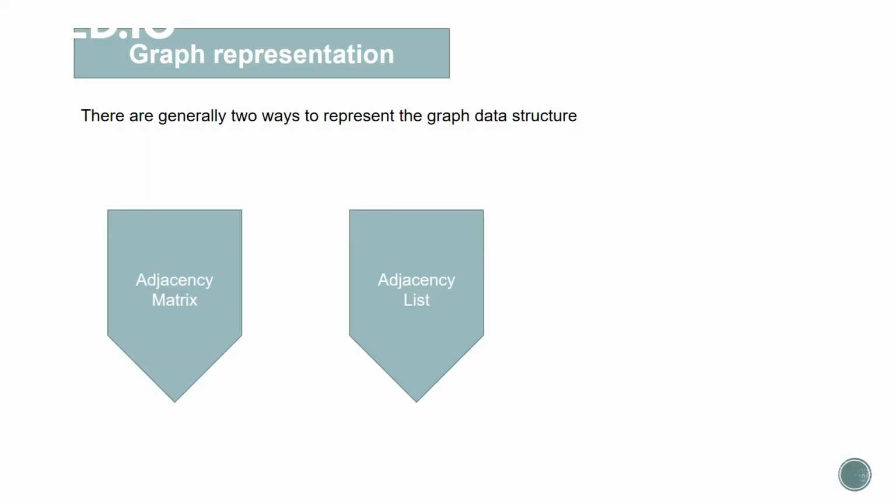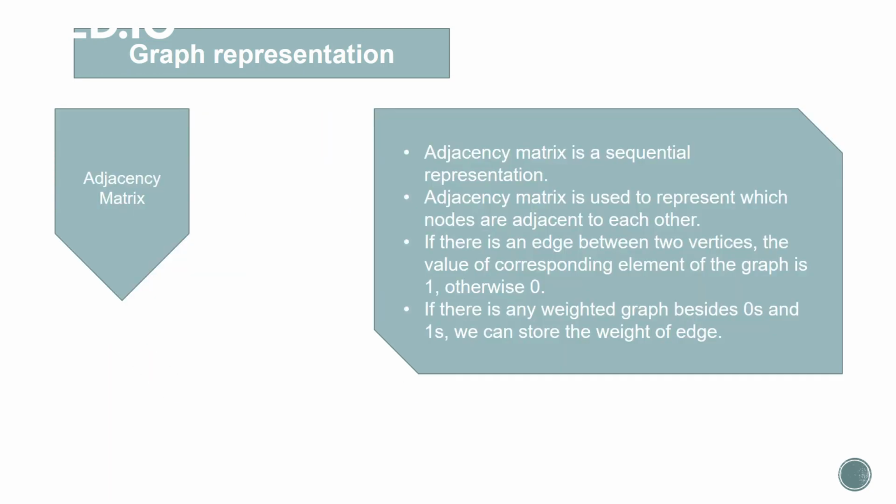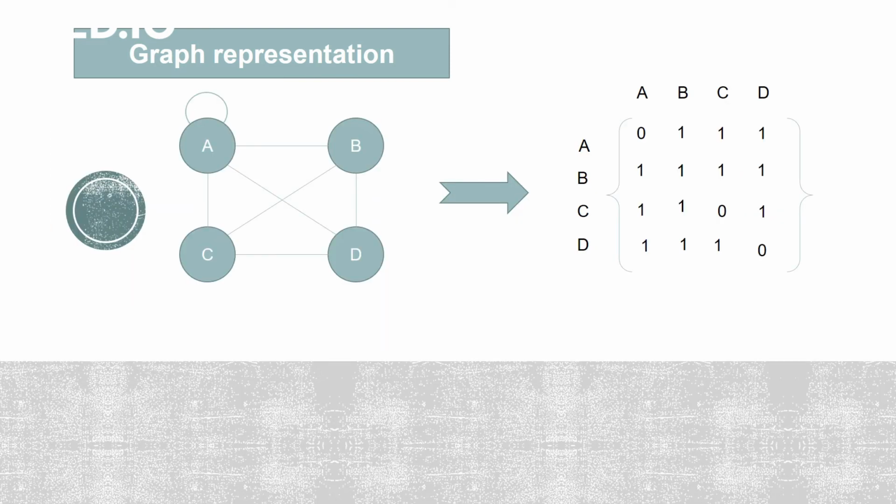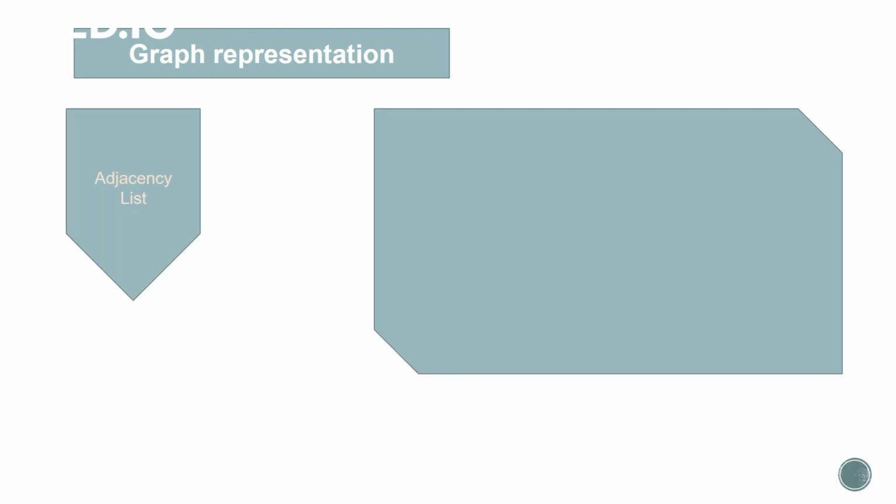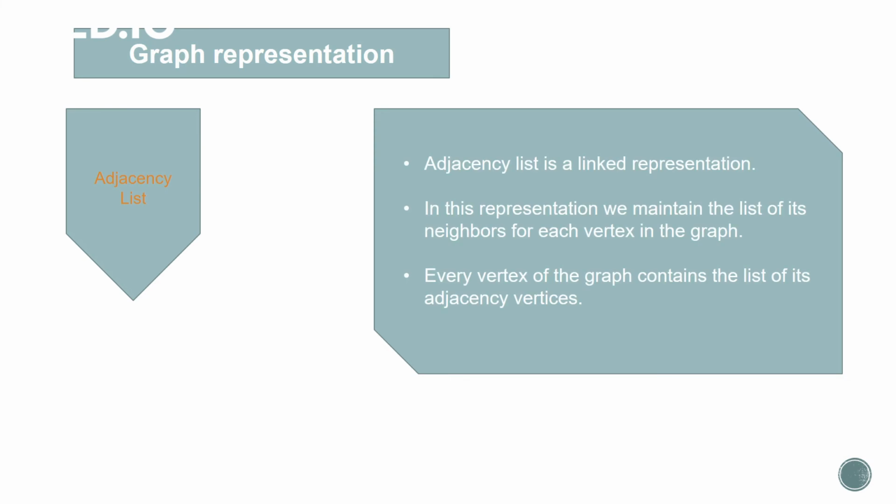Next is graph representation. There are generally two ways to represent the graph data structure. Adjacency matrix is a sequential representation which is used to represent adjacent nodes. If there is an edge between two vertices, the value of the corresponding element of the matrix is 1, otherwise 0. Adjacency list is a linked representation. In this representation, we maintain the list of neighbors for each vertex in the graph.